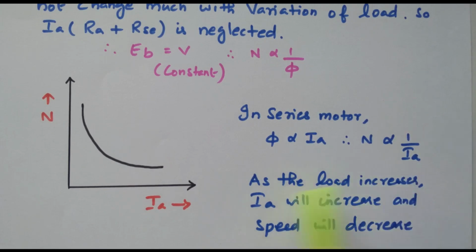So when the armature current increases, the speed will decrease. As the load increases, the Ia will increase and the speed will decrease, because both are inversely proportional. When the armature current increases, the speed of the motor will decrease.